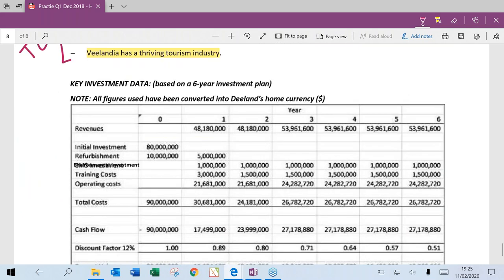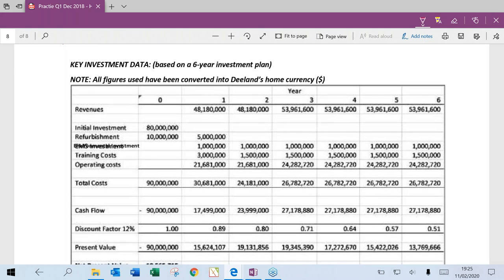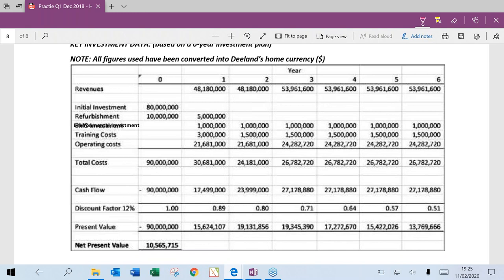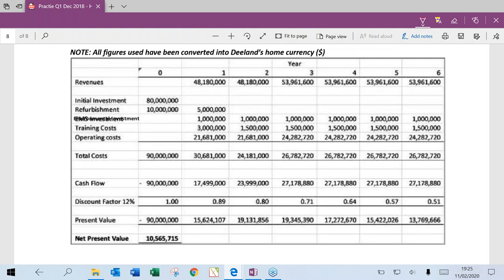Some key investment data based on a 6-year investment plan. Now this is a financial projection. Note all figures used have been converted into D-Land's home currency dollars. Looks good to me. If you look at the columns, there is year 0, year 1, 2, 3, 4, 5, 6. In year zero there is initial investment. I believe that initial investment must be the acquisition cost and some refurbishment cost. So there is a total cost of 90. And then in year one there are revenues, year two, year three, year four, year five, year six. And then there is, I don't know, some misprint here. Let me see.